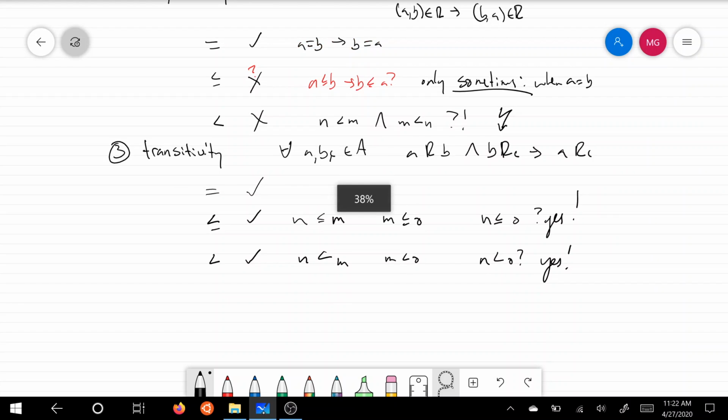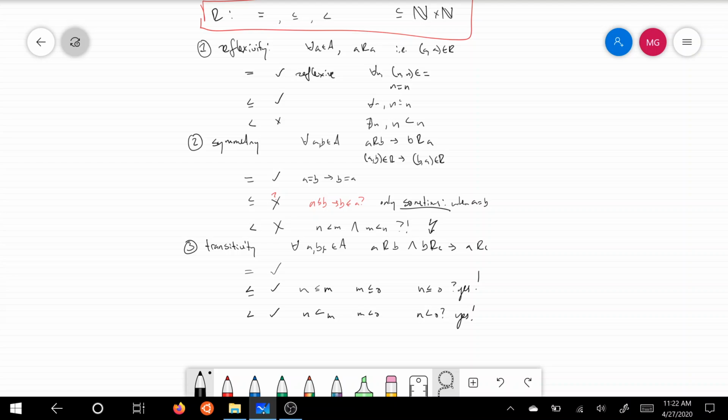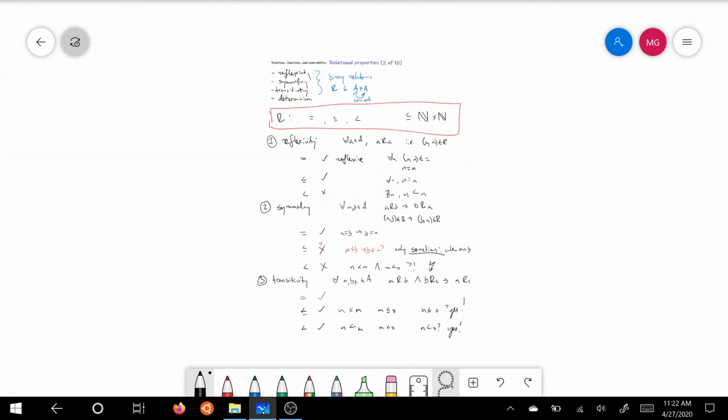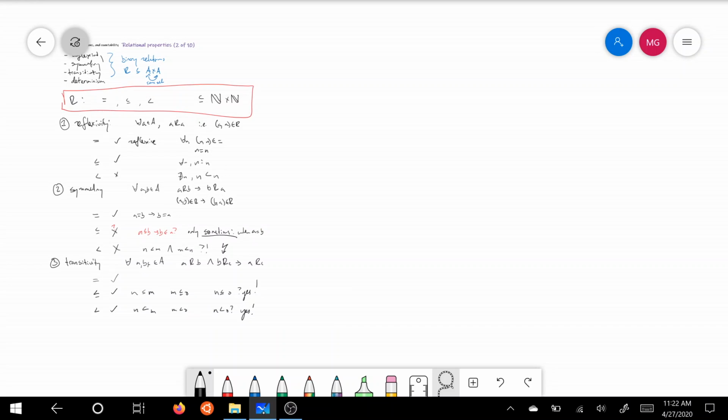Okay, so to zoom out, quite literally, we can see that equals and less than or equal to are both reflexive. Only equals is symmetric, and then all three of these relations are transitive. There are tons of other relational properties that people care about, but these are the biggest three, I would say. Okay, lastly, let's talk about determinism.